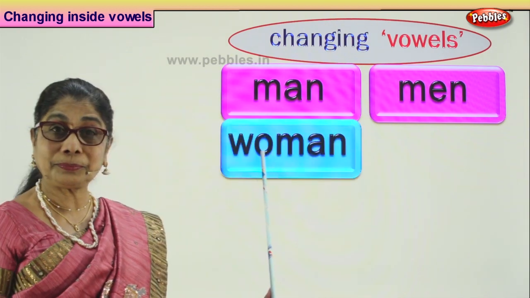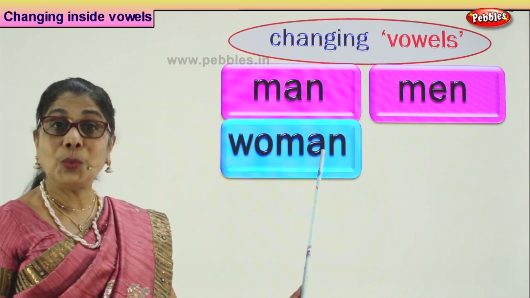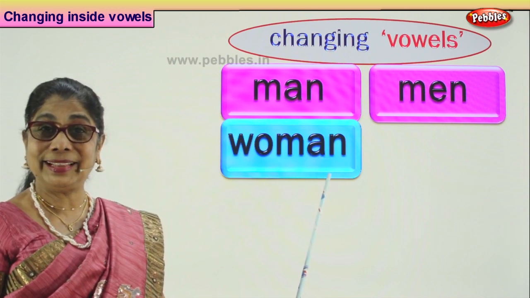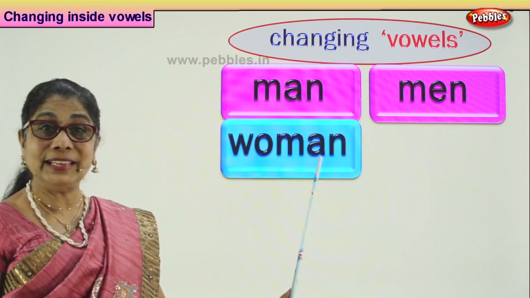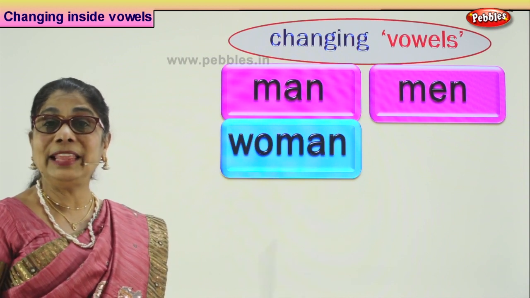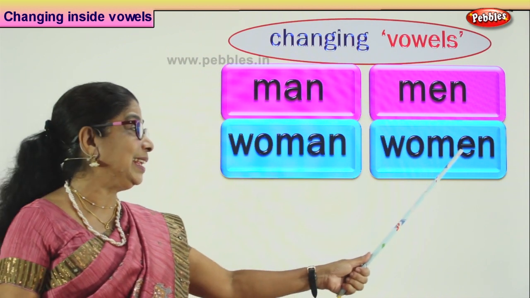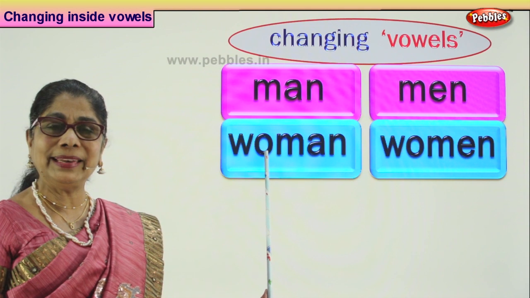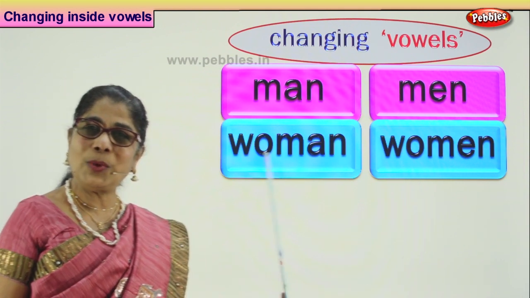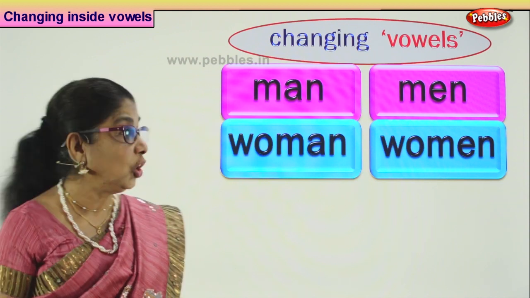Look what here. One woman, one lady. So we say, oh, here comes a woman. A-N, A changes. If there are five women, then we say five women. A changes to E. One woman, five women. Good.